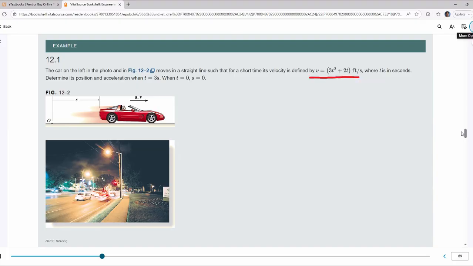Instantaneous velocity is ds over dt by definition. That equals 3t squared plus 2t. Again, this is a first order differential equation because we have a first order derivative. Now we have the s variable and t variable mixed. Now we separate the variables, right?